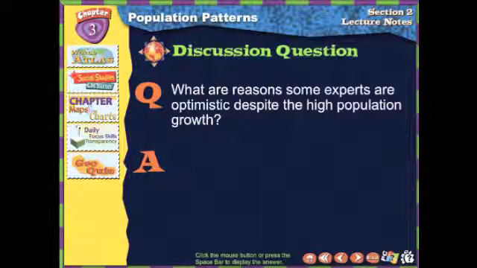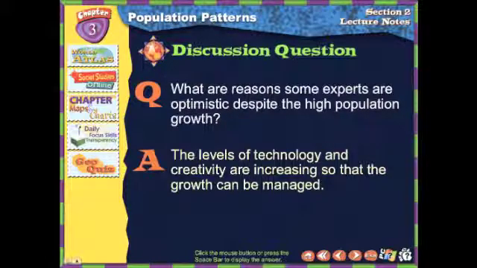Some people ask why some experts are optimistic despite the high population growth in the world. The answer is simple. The level of technology and creativity are increasing so that growth can be managed. Better medicine, better health care, better food, cleaner water, all of this allows for a higher population to live and thrive.